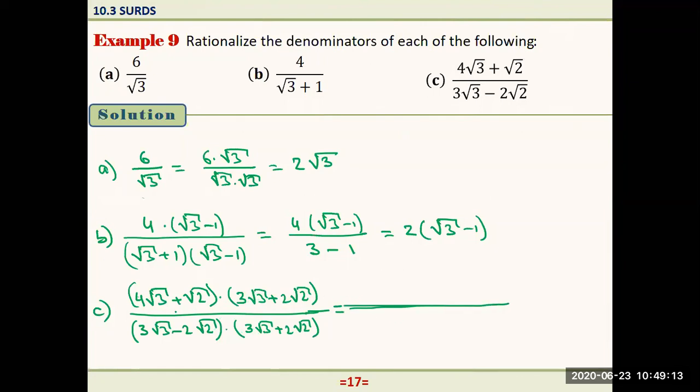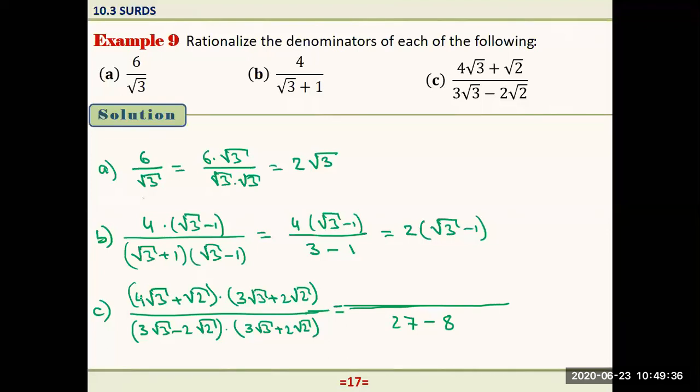So let's start with the denominator. 3 square root of 3 minus 2 square root of 2, times 3 square root of 3 plus 2 square root of 2: (a minus b)(a plus b). So the square of this number is 9 times 3, that is 27. Minus 2 squared, 4, times 2, that's equal to 8. Done. How about the numerator?